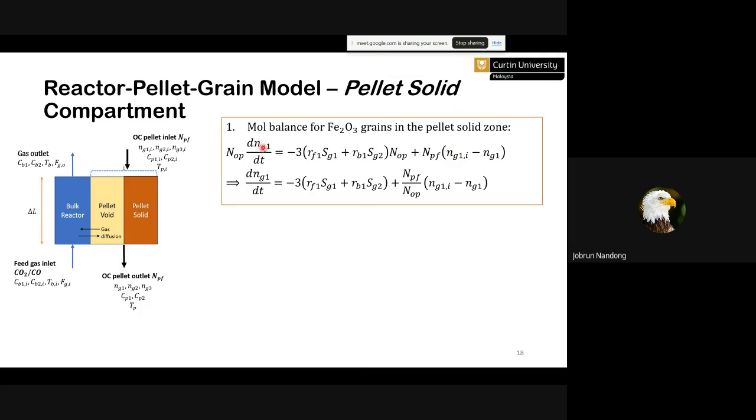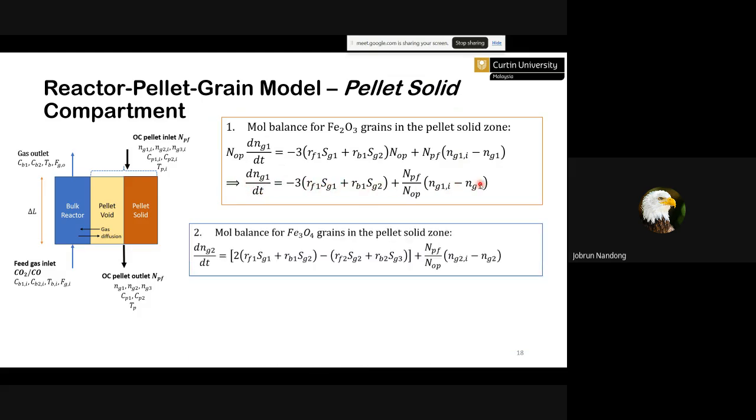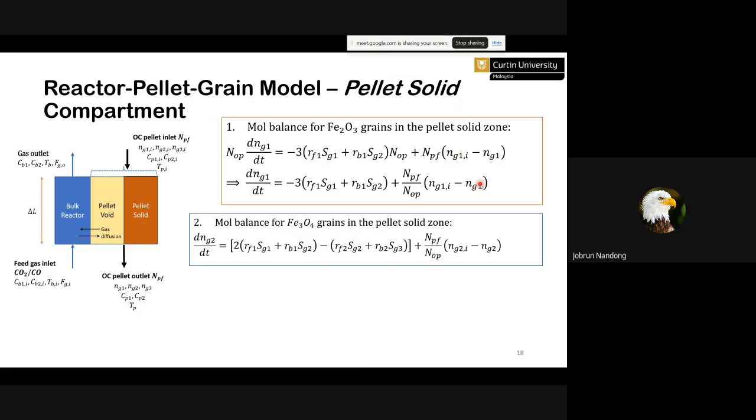The mole of grain here is only for one pellet. So in order to get the total amount of mole for that particular grain, we need to multiply it by the total number of pellets inside this reactor section. Now we can simplify it, and we get something like this. Same thing also for the Fe3O4 grain. Same form, still the same as before. The only thing is that now we add this moving part.